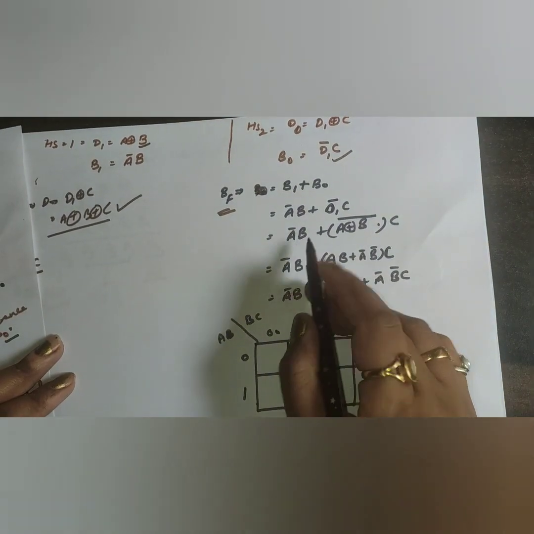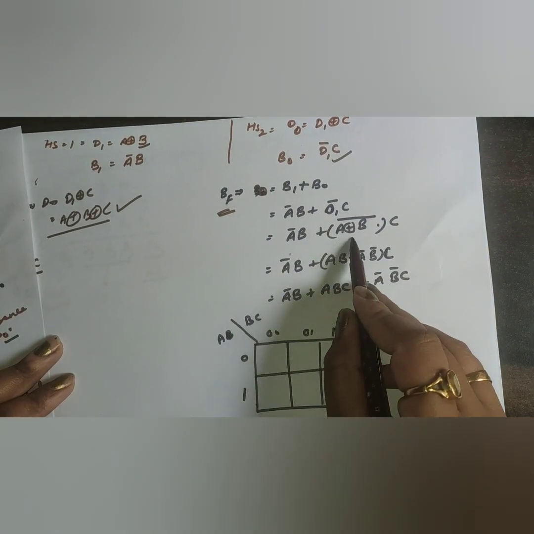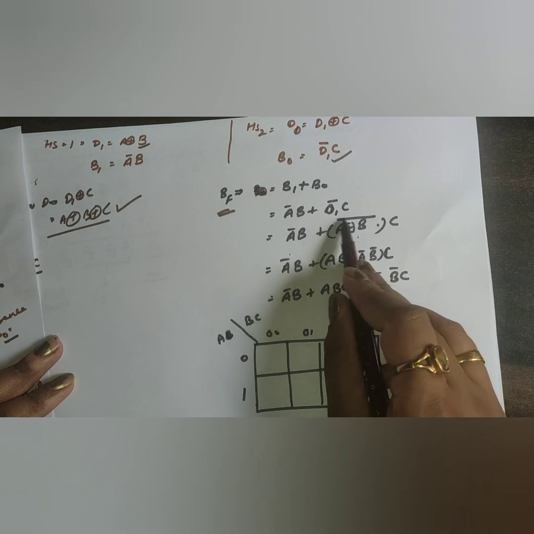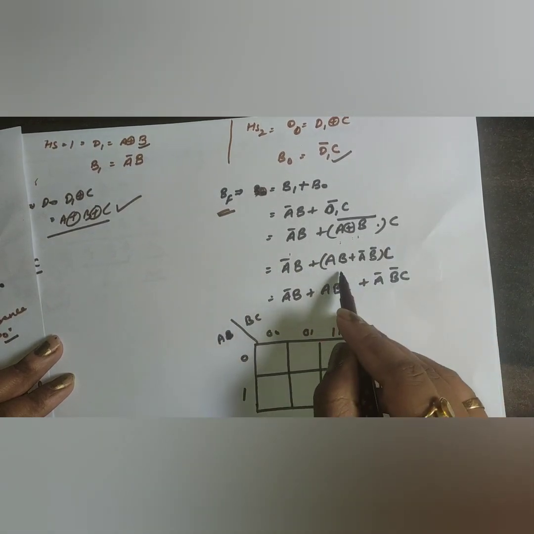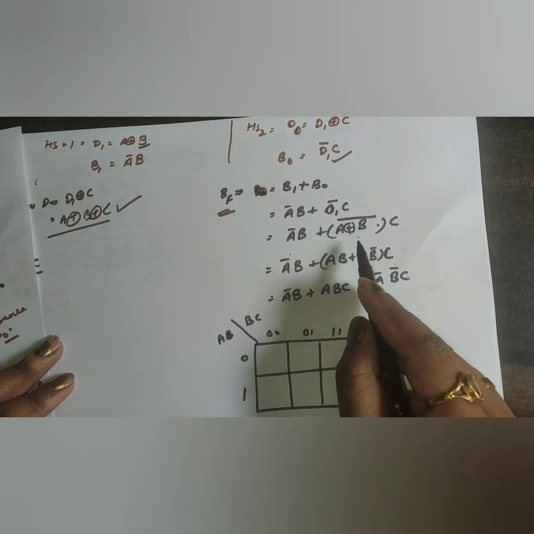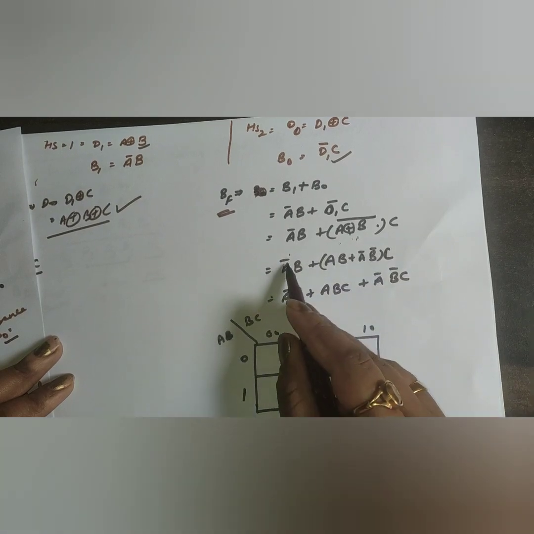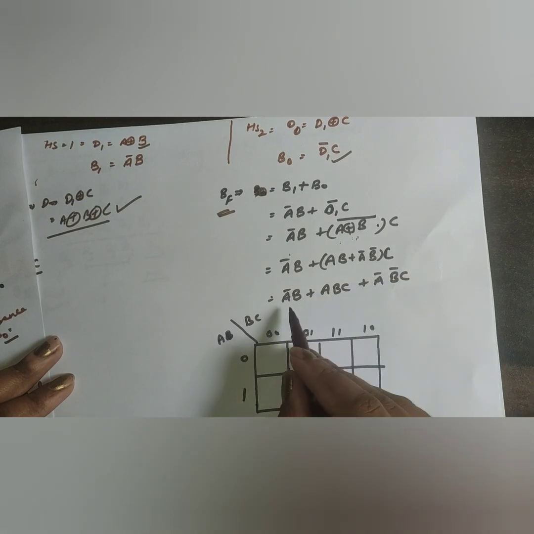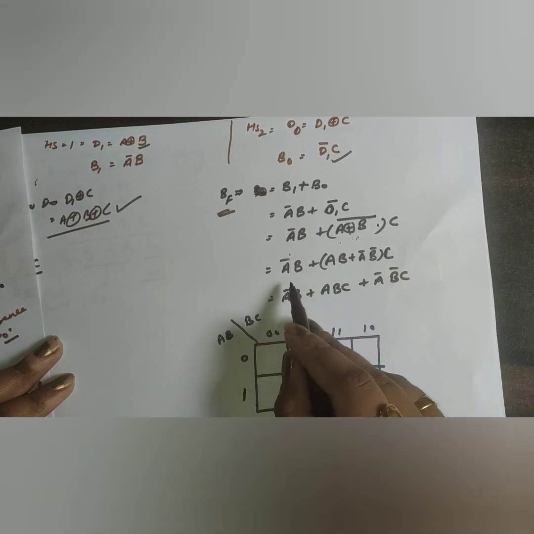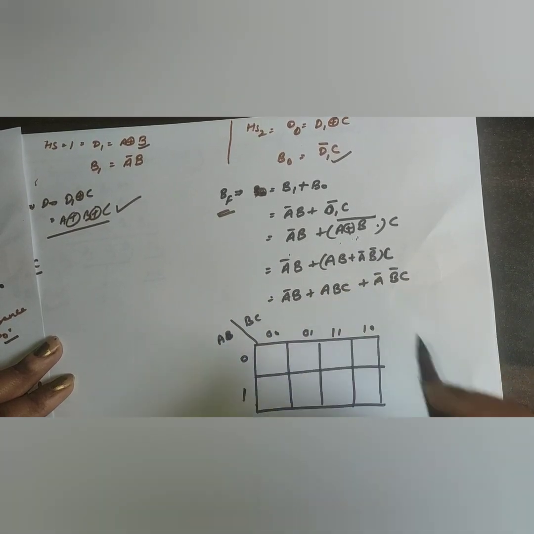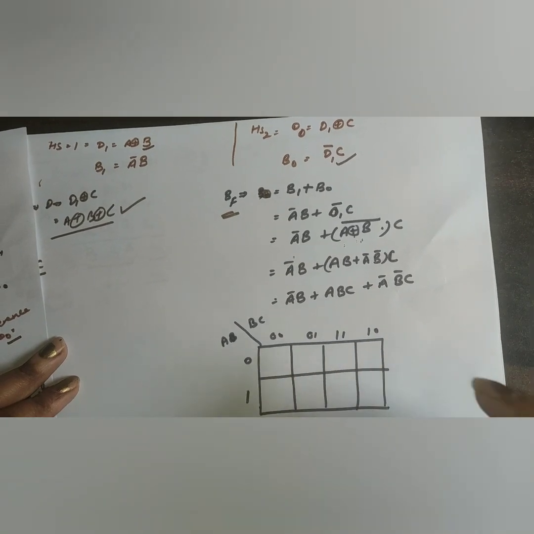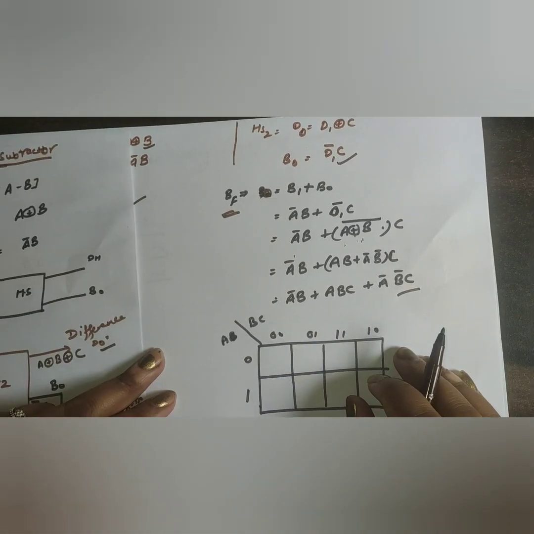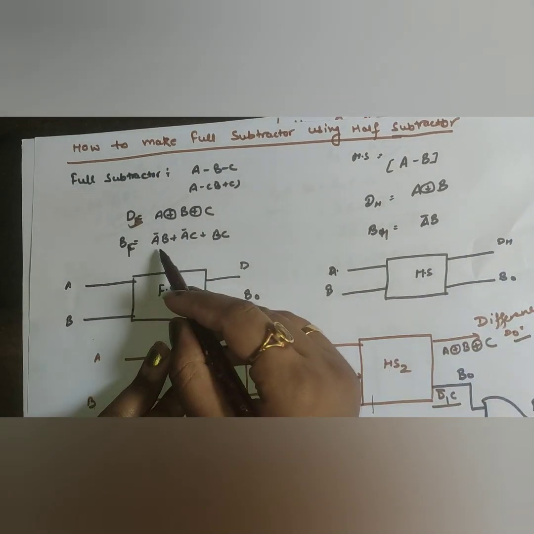So D1 C. A bar B, D1 is A XOR B whole bar, into C. So it will be A XOR bar, that will be A XNOR. So A bar B plus AB plus A bar B bar, into C. So I have written this as A bar B plus ABC and A bar B bar C. But it is not yet the output of full subtractor, like A bar B, A bar C.